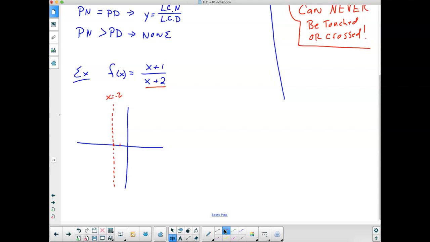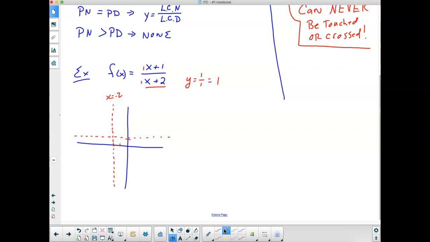If I compare my powers, the power of the top is 1 and the power of the bottom is 1. I'm going to take y equals 1 over 1, so y equals 1 is my horizontal asymptote. And I can touch a horizontal, and I will. It's going to be somewhere in the interior of the domain.